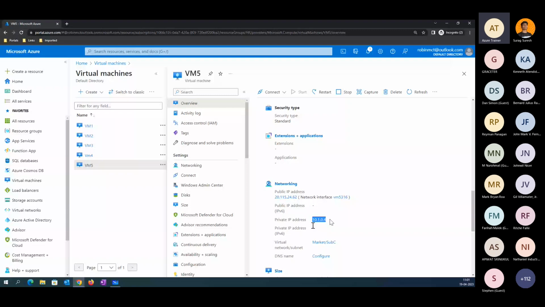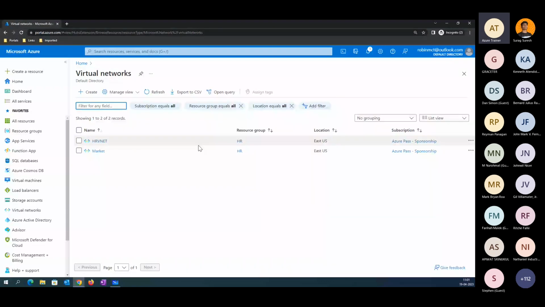So technically we have created one more network in the same region, right? In the East US region itself, you have an HR VNet and a market VNet available. Both are created in the East US data center. Now let's create one more VNet in a different region, for example the North Europe region. Then we will see how the communication between different data centers works. Let me create one more VM and one more network.